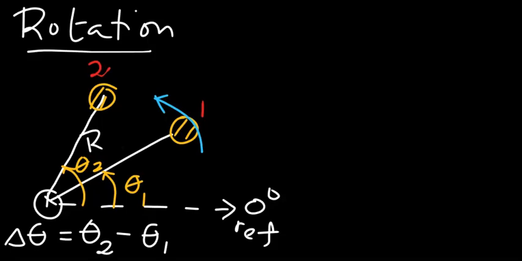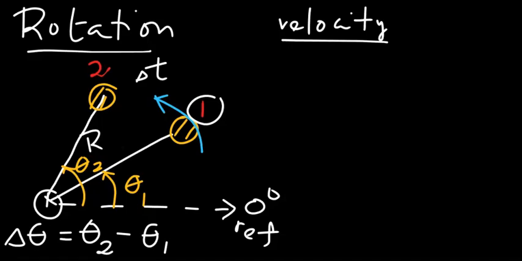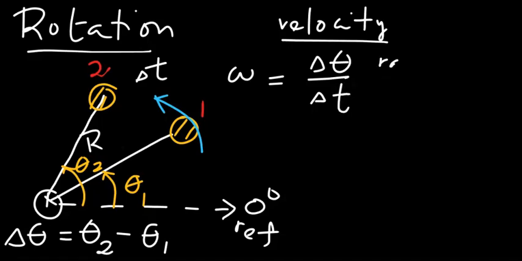How do we define velocity or speed for angular motion or rotational motion? Coming back to this original example, let's assume that this object takes a time of delta t seconds to go from angular position theta 1 to angular position theta 2. Then we say the angular velocity or the angular speed of this object for that time interval is given by that angular displacement in radians over that time interval in seconds. So the unit for angular speed or angular velocity is radians per second.